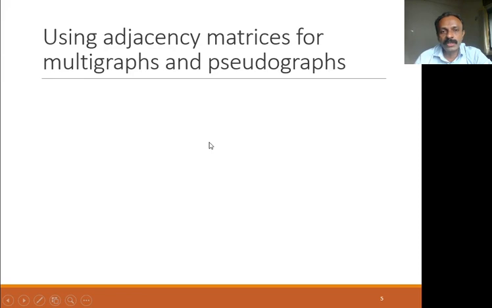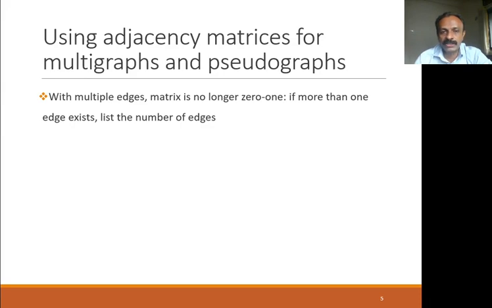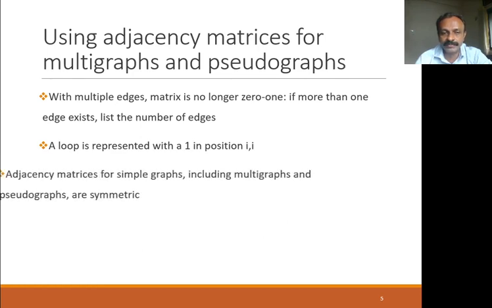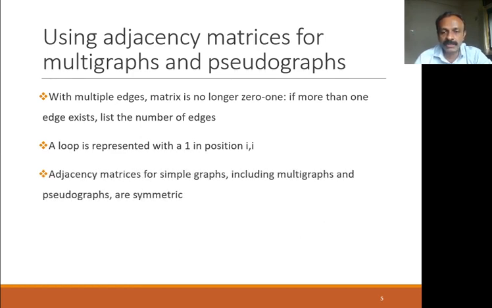Now we discuss adjacency matrices for multigraphs and pseudographs. With multiple edges, the matrix is no longer 0, 1. If more than one edge exists, the number of edges can be taken. A loop is represented with a 1 in position i, i. Adjacency matrices for undirected graphs, including multigraphs and pseudographs, are again symmetric.